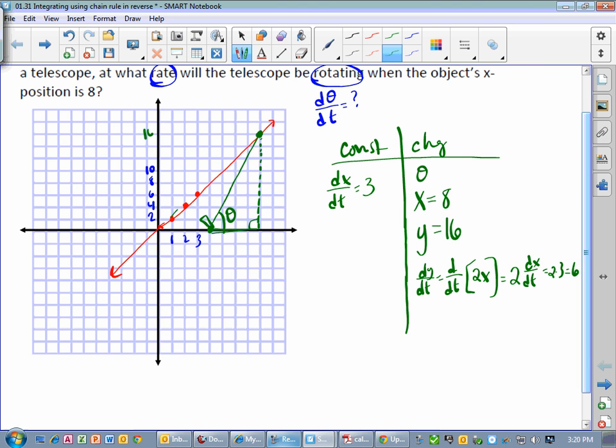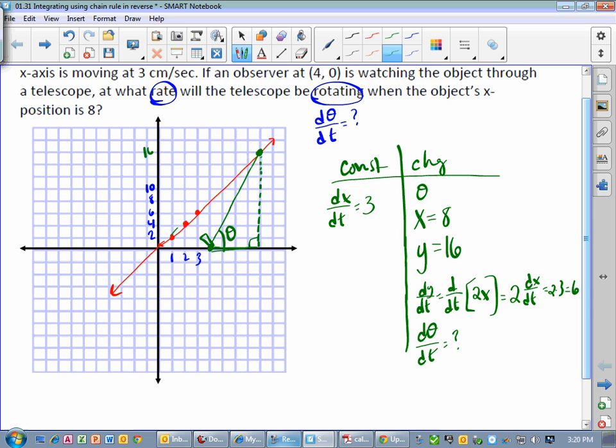Okay? And then what we're looking for, remember, is d theta/dt. Now, do we know anything specific about this angle measure at this instant? In other words, could I say that's 68 degrees? Or 0.743 radians? Can I say that without any problem? No. So what we can do is, since we have a right triangle, we can use the trig ratio.